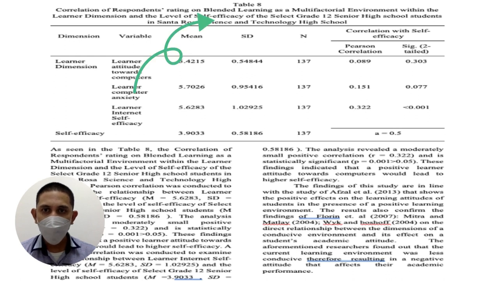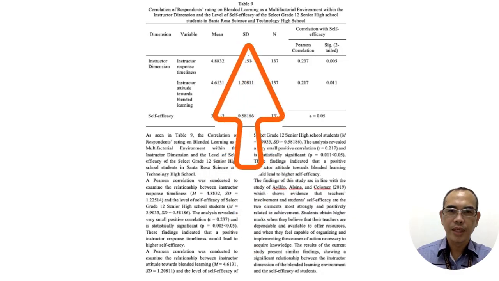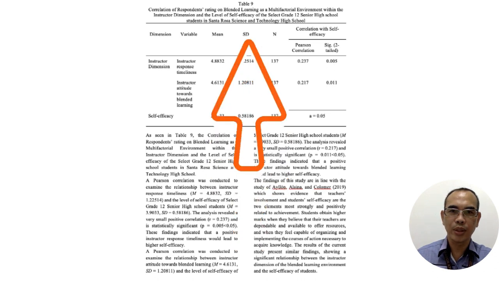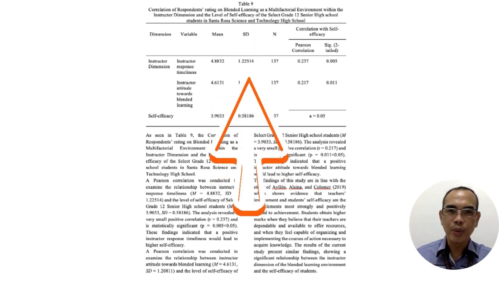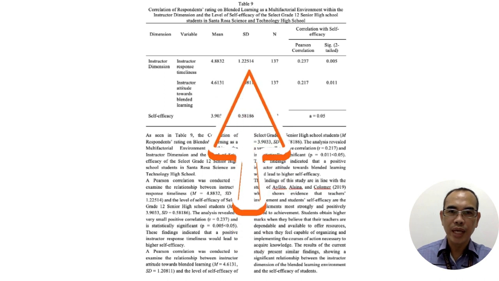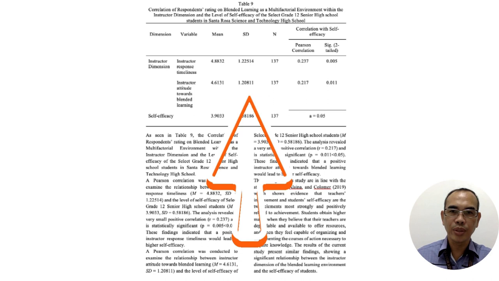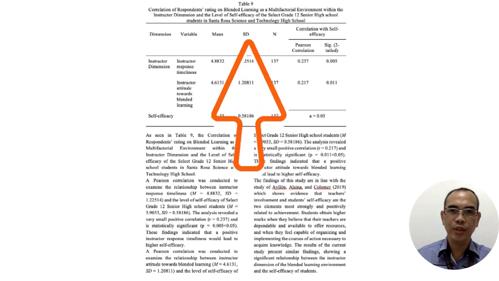Table 8, correlation of respondents' rating on blended learning as a multifactorial environment within the learner dimension and the level of self-efficacy of the select grade 12 senior high school students in Santa Rosa Science and Technology High School. Table 9, correlation of respondents' rating on blended learning as a multifactorial environment within the instructor dimension and the level of self-efficacy of the select grade 12 senior high school students of the Santa Rosa Science and Technology High School.